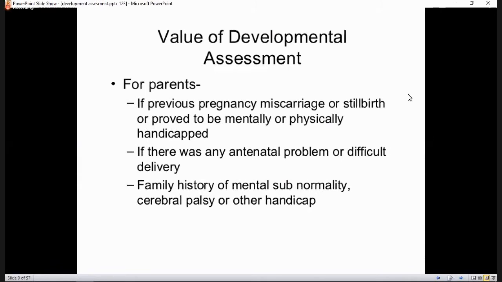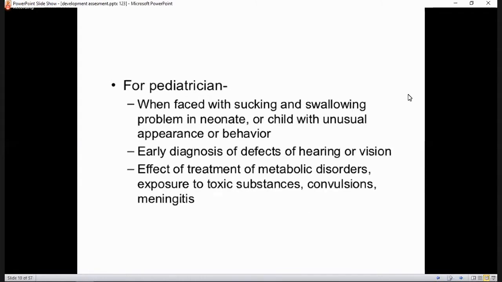Suppose a child comes to the doctor, any pediatrician. If he sees that the child has poor sucking and swallowing, it means the primitive reflexes are not mature. So there is a problem. You will see, did anything go wrong during delivery or antenatally? Or you would like to inquire about the family history then.